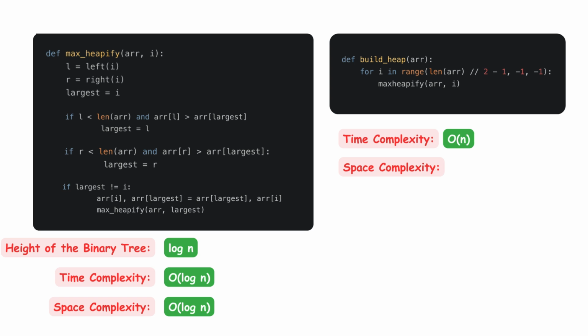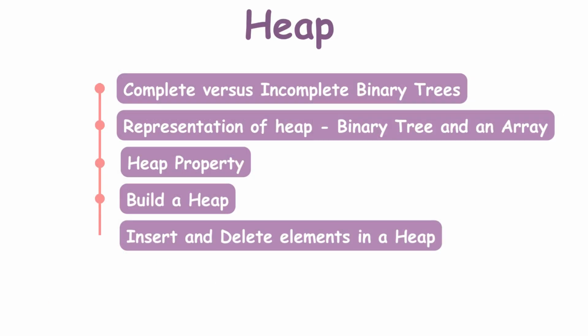So while the worst case time per node is O of log of n, the average work per node is much less, and the total work adds up to be linear time. Space complexity is O of log of n due to the recursive call stack of max Heapify. That brings us to the last topic, which is how to insert and delete elements in a heap.